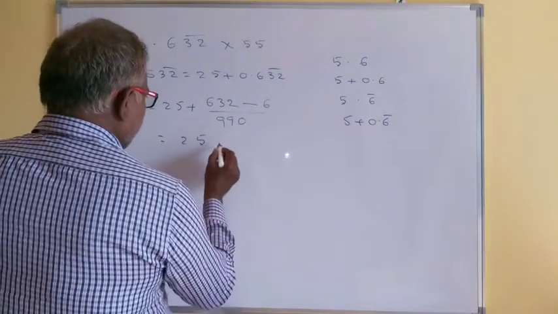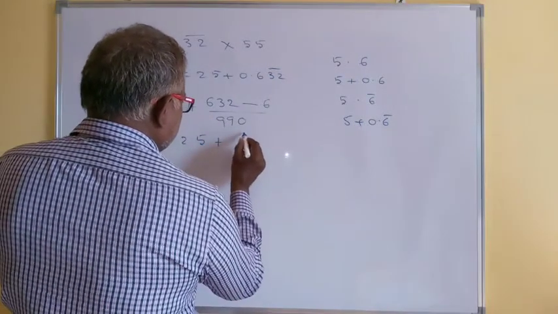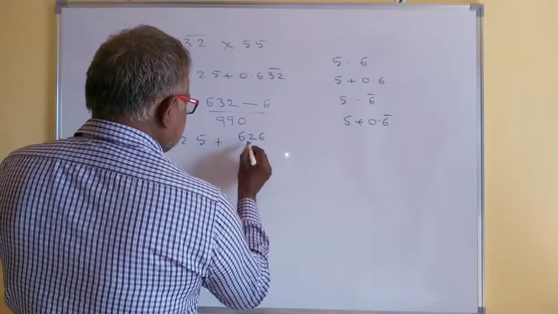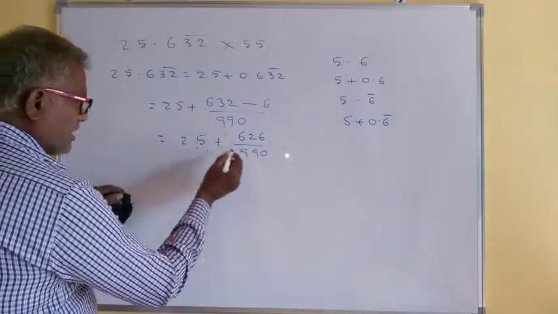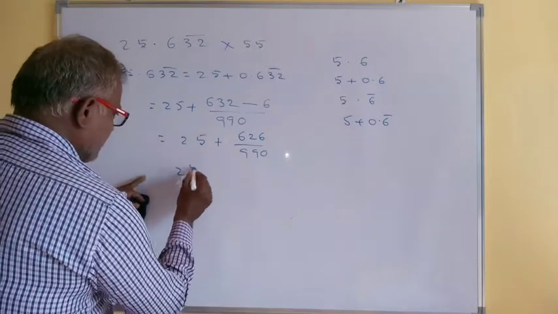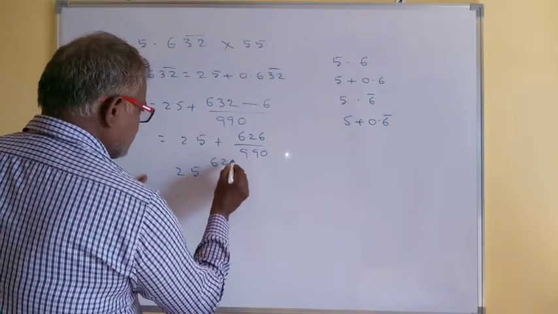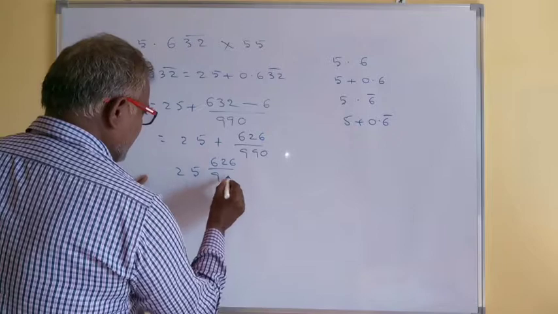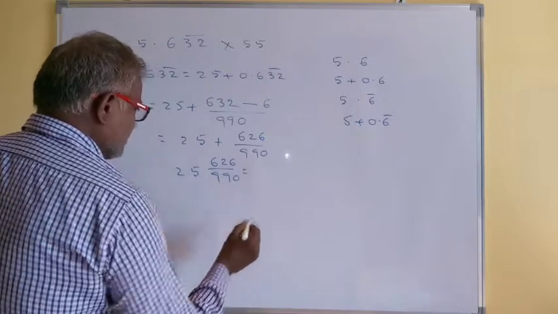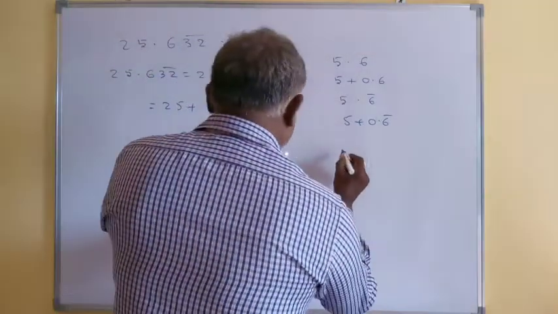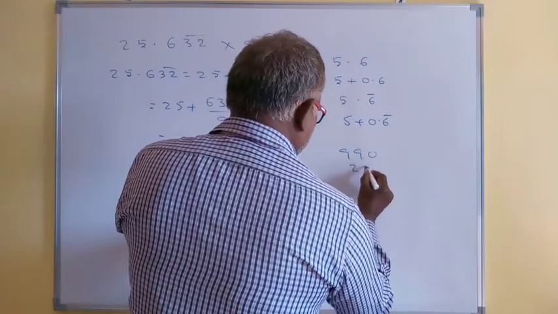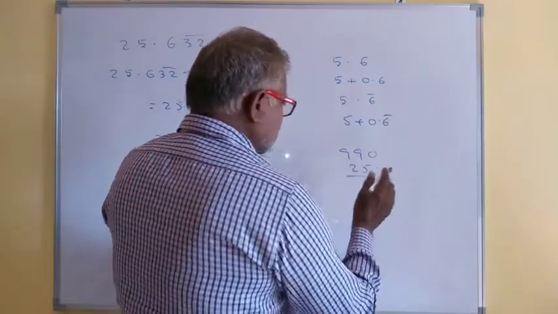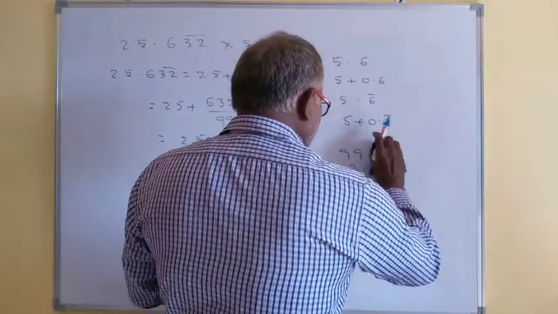25 plus 626 by 990. This you can write in the mixed fraction, 25 and 626 by 990. Then you should multiply 990 into 25. So first you should multiply with 9.